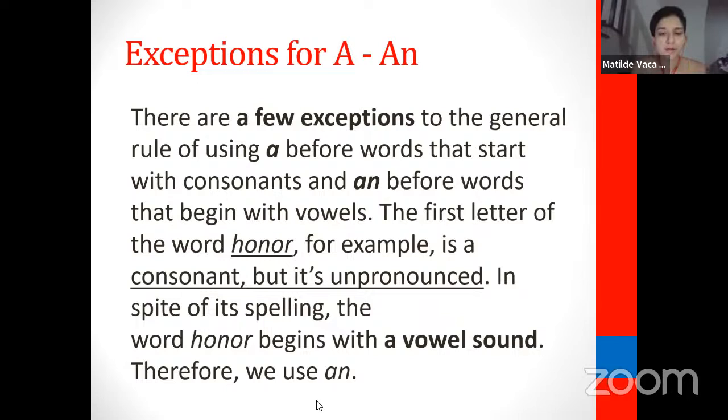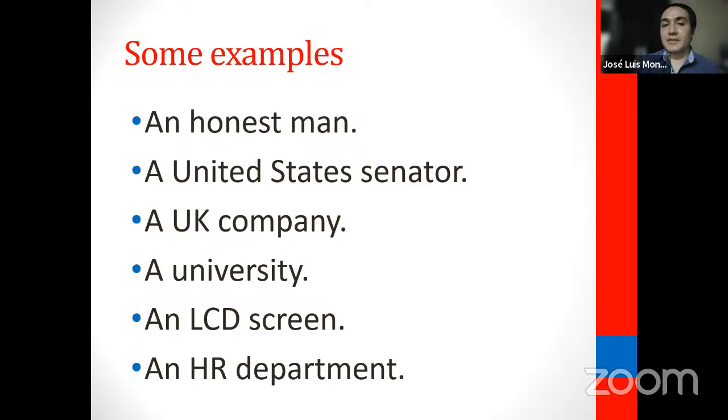Okay. There are a few exceptions to the general rule of using a before words that start with consonants and an before words that begin with vowels. The first letter of the word honor, for example, is a consonant, but it's unpronounced. In spite of its spelling, the word honor begins with a vowel sound. Therefore, we use an. Yes, that's correct. And sometimes you know that the H has a sound, like hospital, right? So it is going to be different. So it depends on the sound.